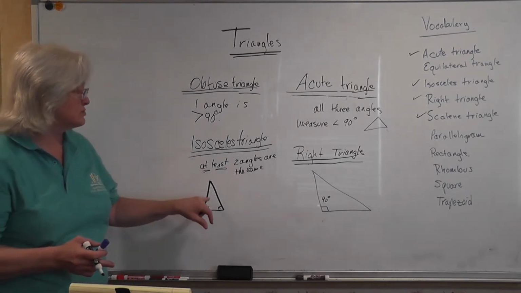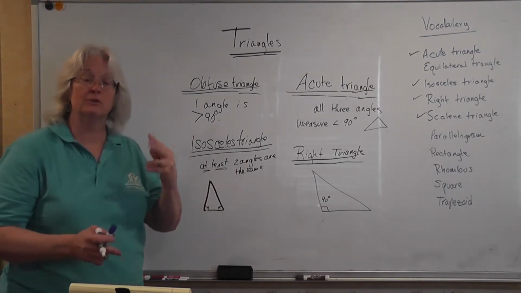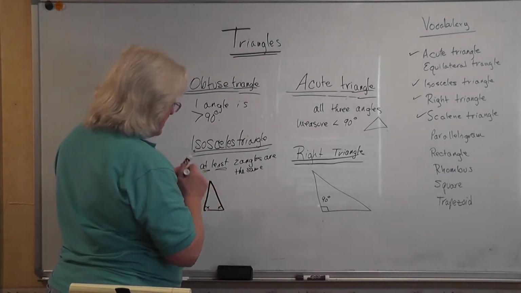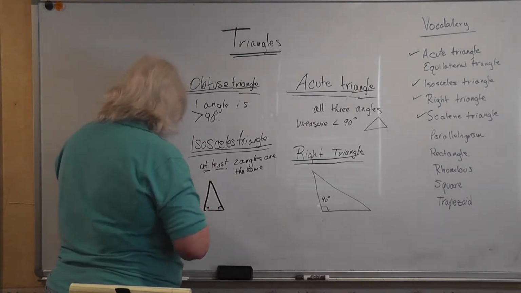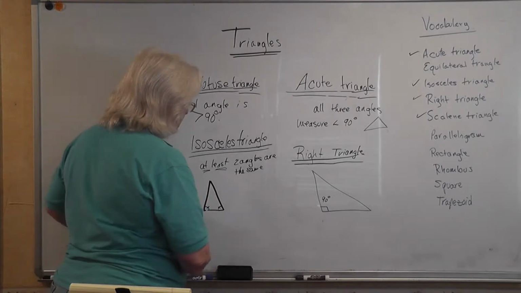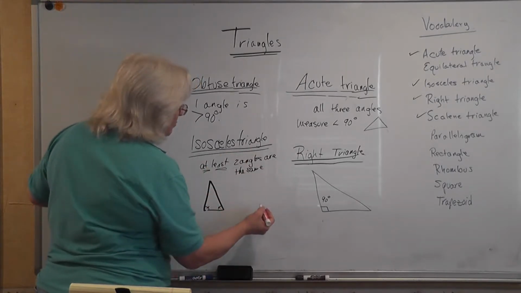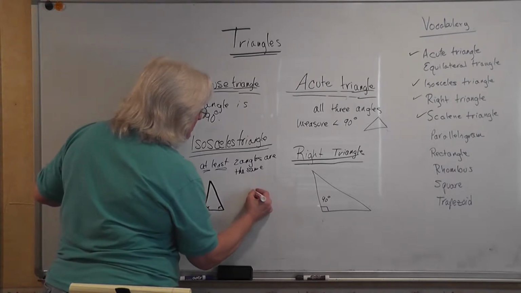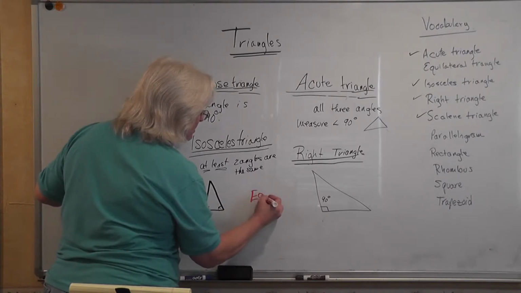So isosceles triangles have at least two angles that are the same, but they can also have three angles the same. And when they have three angles the same, it's called an equilateral triangle.